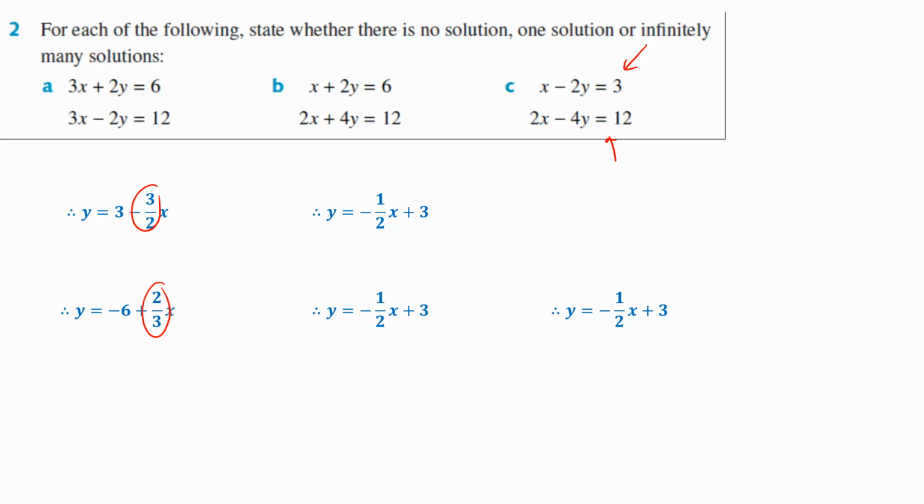Alright, let's have a look at the last one. x minus 2y equals 3. What kind of line do I have, Sian? Good. y equals... what'd you say again? Okay, half x minus 3. Is that what you said? 1.5. Alright, very good. And this will imply what? Parallel? Okay, excellent, very good. Yeah, that implies that it has a parallel equation there.